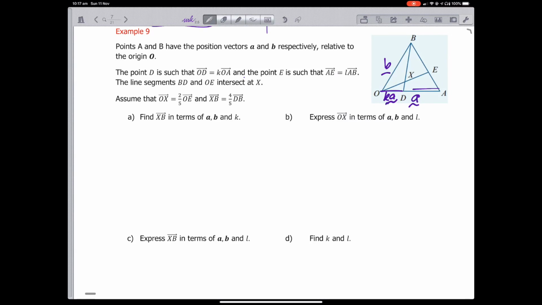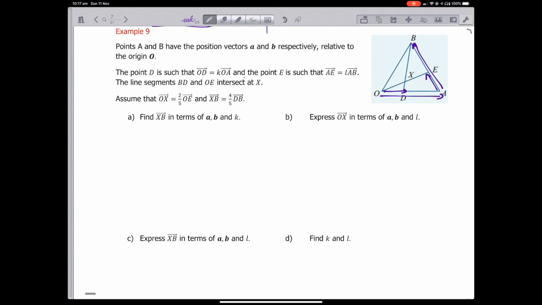Just like with AE, that's a scalar multiple of AB. So AE is a scalar multiple of AB because there's some l that we can multiply AE by to get AB. So that's what the significance is here. We're saying that OD is a scalar multiple of OA and EA is a scalar multiple of EB.